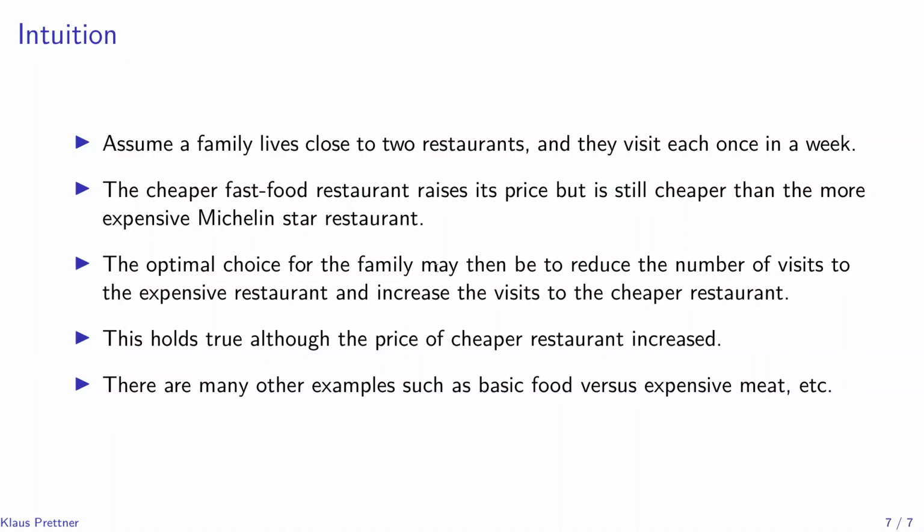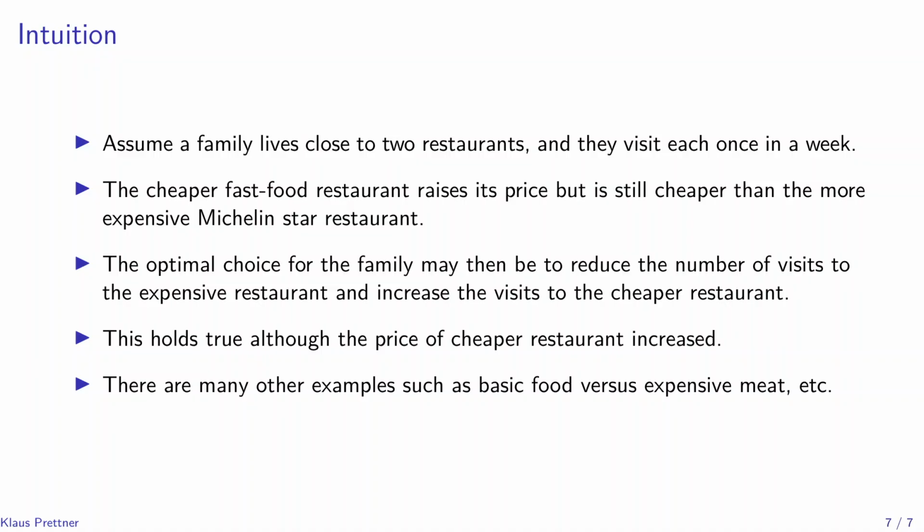So in the case here we would have that fast food restaurants increased their price, but the family increases the number of visits to fast food restaurants and decreases the number of visits to the fancy Michelin star restaurant in order to keep the overall number of restaurant visits constant. And there are many other examples for which something like this may happen.